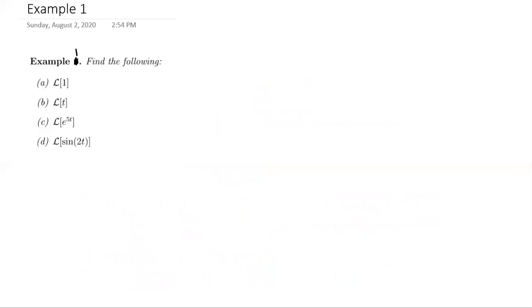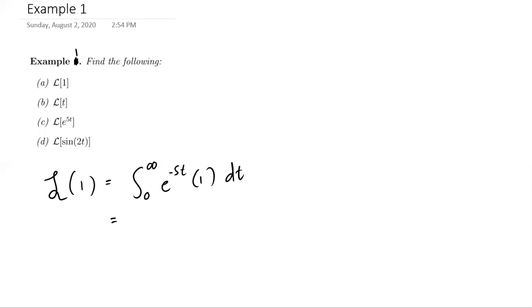Now let's actually go ahead and do some examples. Let's try computing these things. So find the following: the Laplace transform of 1, of t, of e to the 5t, and of sine of 2t. Let's do the first few. So we want to find the Laplace transform of 1. By definition, this is the integral from 0 to infinity of e to the negative st times the function 1. In our case, f of t is 1, dt.